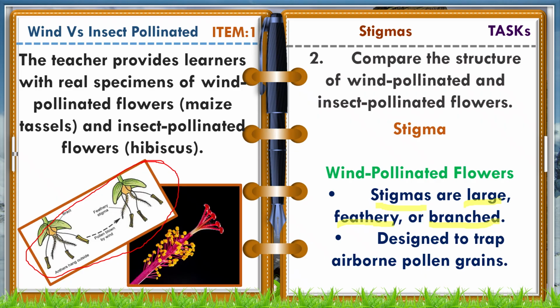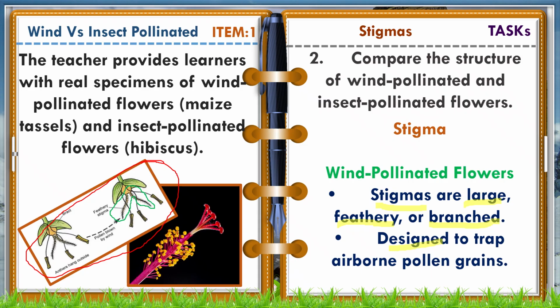The stigma is this part that you are seeing here. That one and this one. Those are what we are calling the stigma. Those two structures here, those are stigmas. When you look at them, they are very large, and you will see feathery structures on them. And you can see that they are branched. That is the structure of the stigma of wind-pollinated flowers.